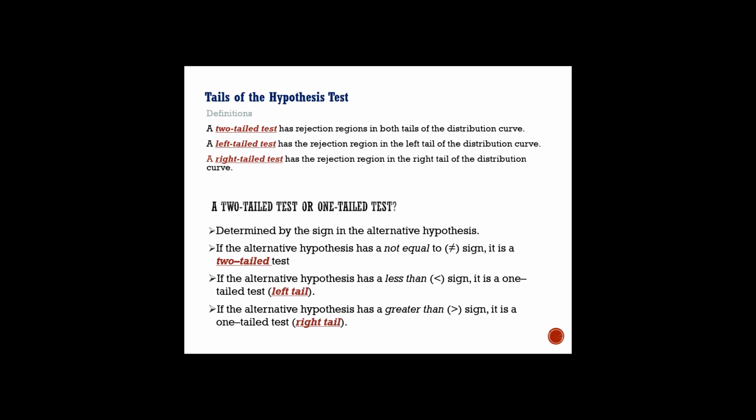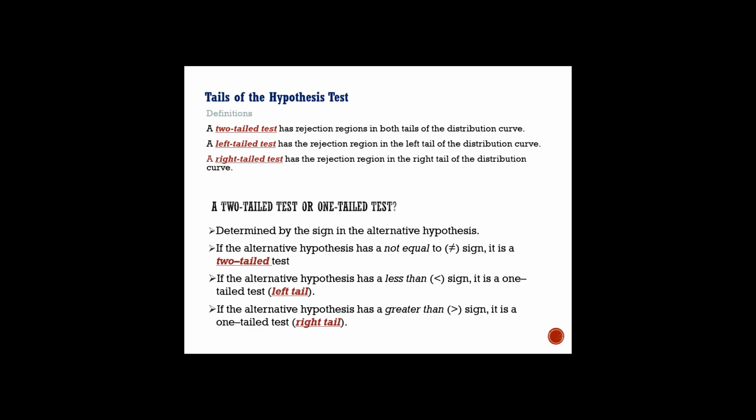And then we have 2 other types of tests for hypothesis testing. We have the left-tailed test, where the rejection region is all in the left tail of the curve. No longer do we divide alpha by 2. Or a right-tailed test, where the rejection region is in the right tail of the curve. Once again, no longer do we divide alpha by 2. So how do we figure this out?